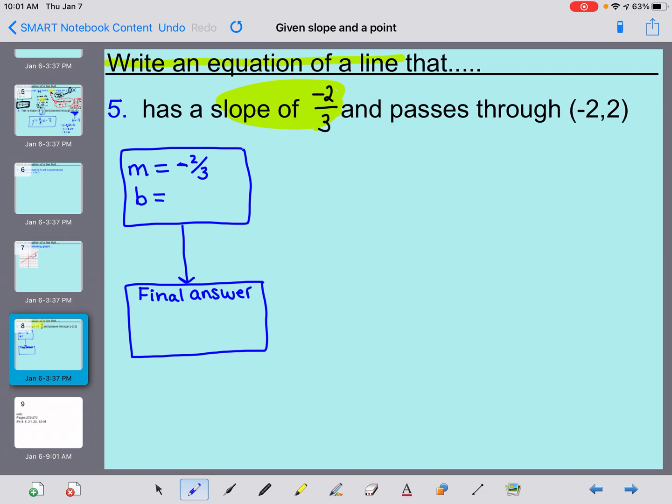So now I'm focused on how do I find the B value. The B value is the y-intercept, and it's always 0, comma, a number. I don't have that in the clues in my word problem. I have a point over here, but it's not 0, comma. So it's not my y-intercept. It's not my B value.